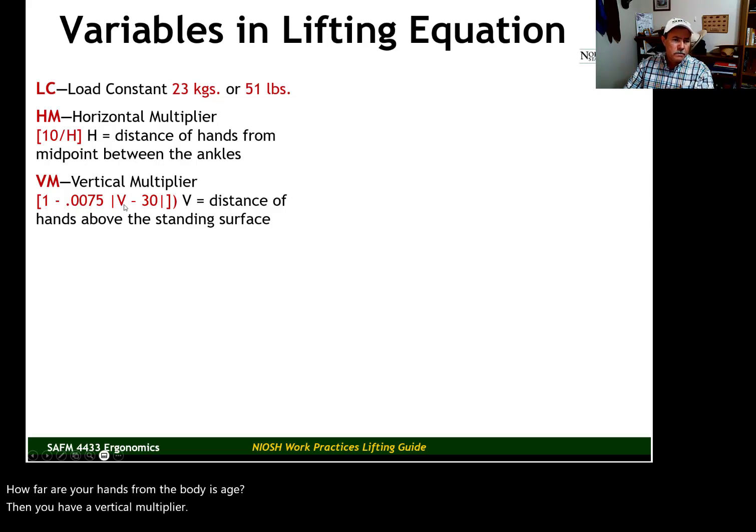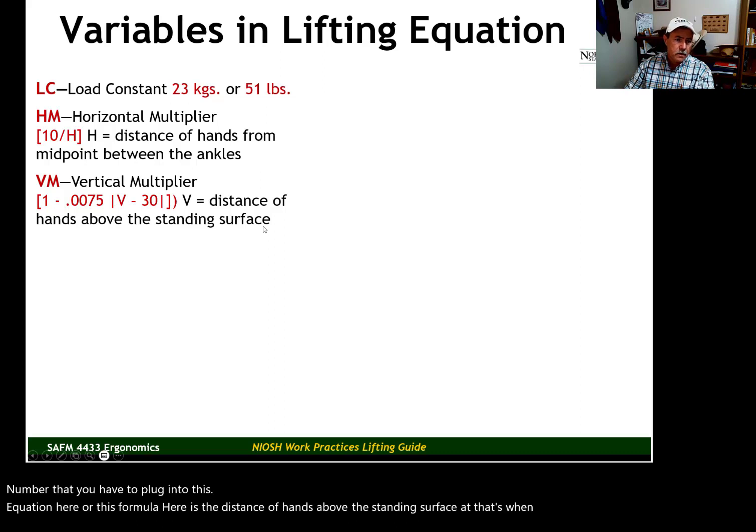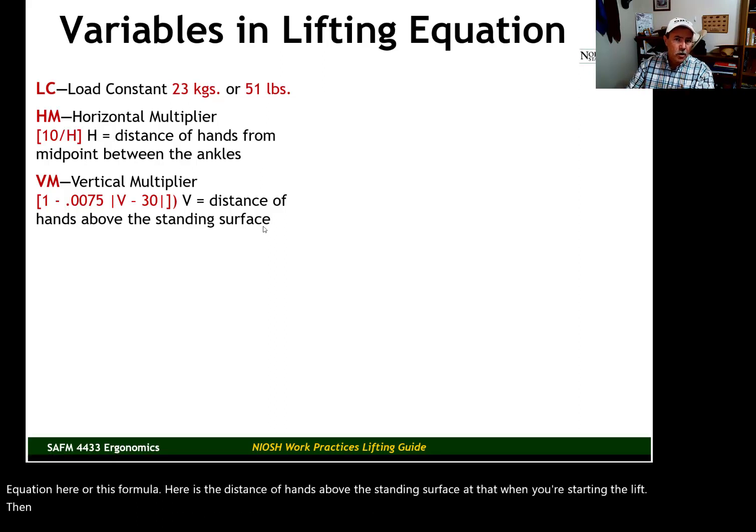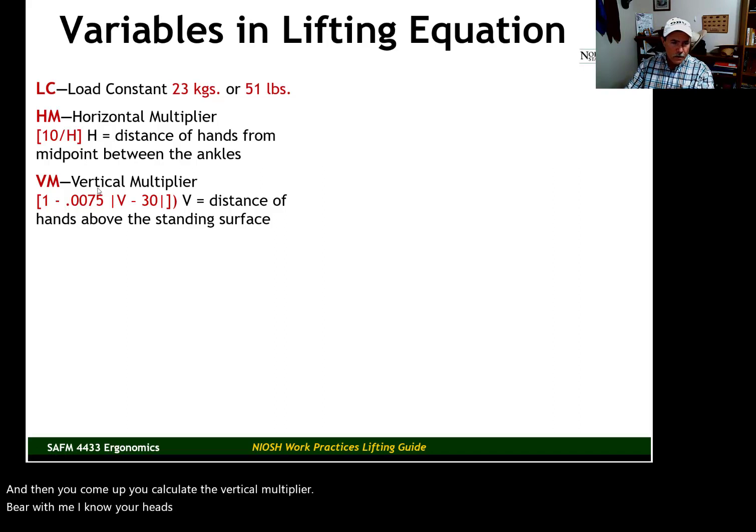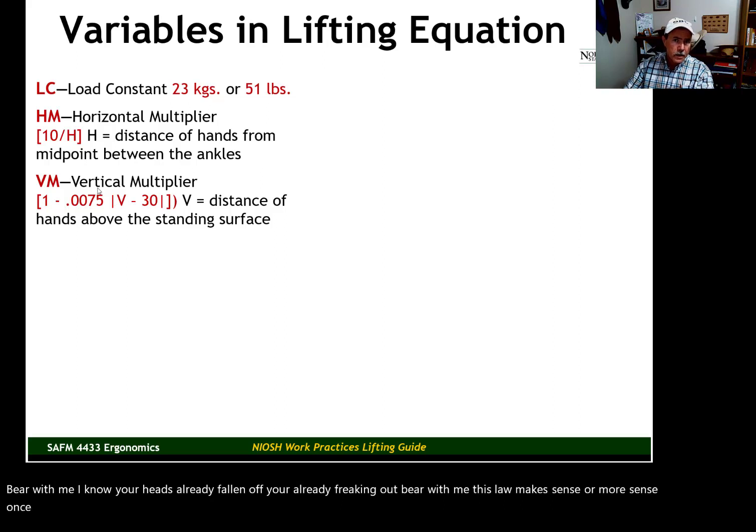The number that you have to plug into this formula is the distance of hands above the standing surface. That's when you're starting the lift. Once you have the distance your hands are positioned at the start of the lift, you plug that distance into this formula, and then you calculate the vertical multiplier. Bear with me. I know your head's already falling off. You're already freaking out. Bear with me. This will all make sense, or more sense, once we start putting it into practice.